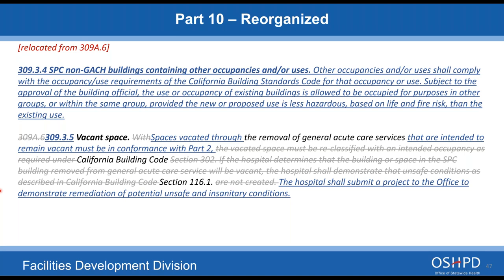And then the vacant space is actually kind of cannibalized from another section from 309A, which has the requirements listed for vacant spaces. And you must submit a project to the office to show that remediation is being done. And this is basically capping off any exposed plumbing systems and things that aren't being used in that space. Next slide.